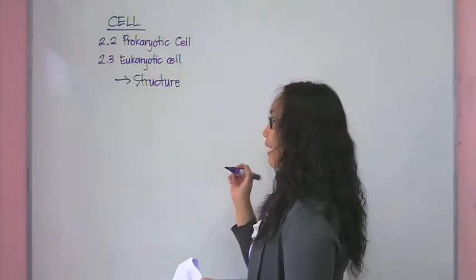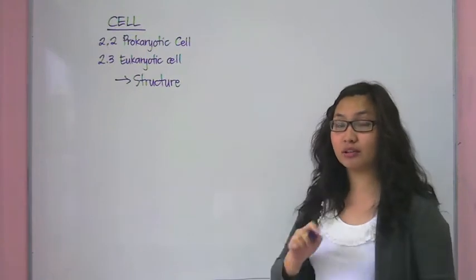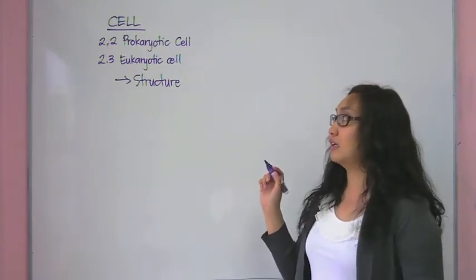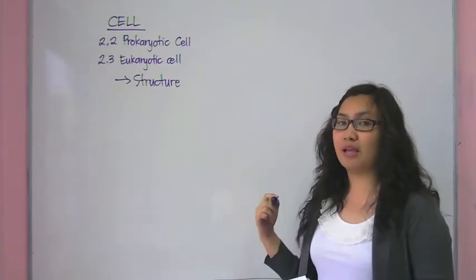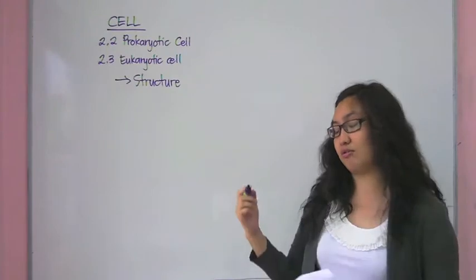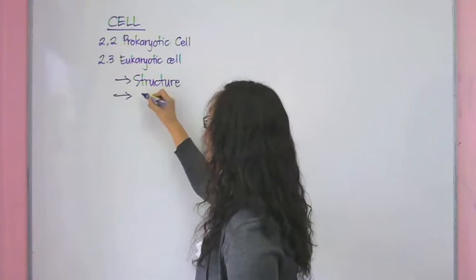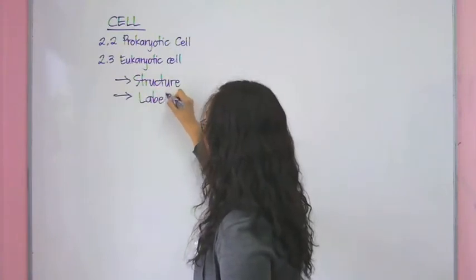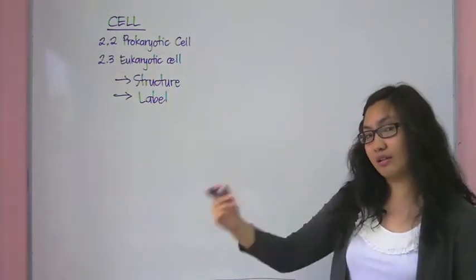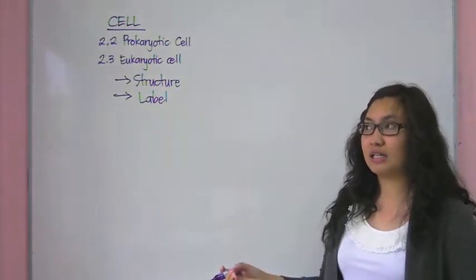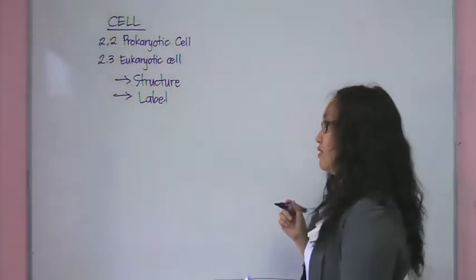By showing the students how the structures are drawn, or making a diagram of how the prokaryotic cell and eukaryotic cell are drawn, we might be able to show the differences to the student. Apart from showing the structure, of course, we need to label them. Okay? Labeling the structures is also one of the key areas that is asked of IB students.